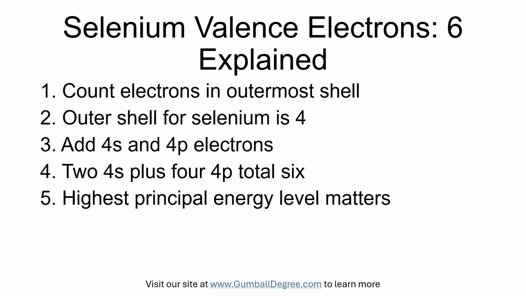The electron configuration shows the inner floors filled first, like a comfy basement, and the outer floor left with those 6 electrons that form bonds or take part in chemical reactions. You can tell valence electrons by looking at the highest principal energy level in the electron configuration, which for selenium is 4, and counting the electrons in the 4s and 4p orbitals. Those 6 are the ones most involved when selenium gains, loses, or shares electrons in compounds.